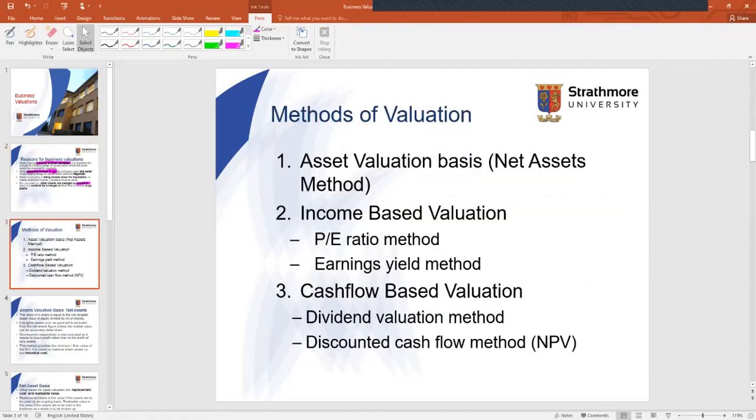Now, the different methods you can use when it comes to business valuation. There are a number of methods which you can use. The first is the net asset value method. In this method, the use of the NAV, the company will determine the value of the company based on its net assets, as the name suggests.